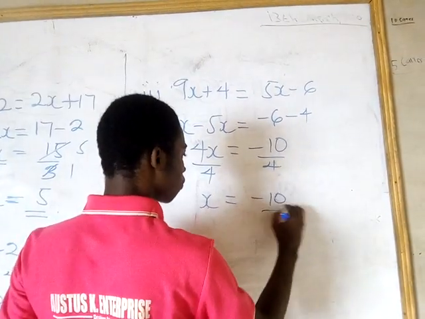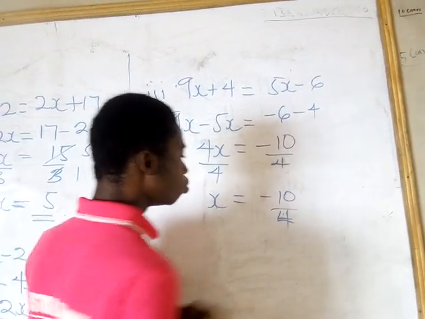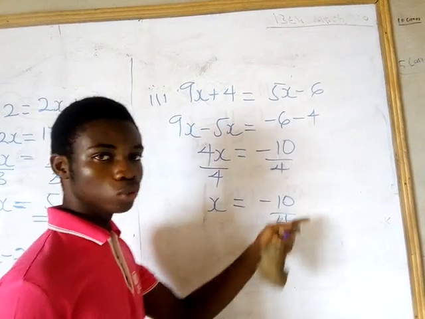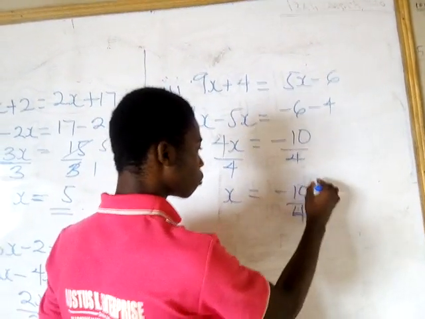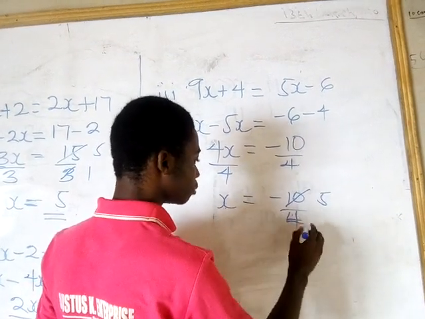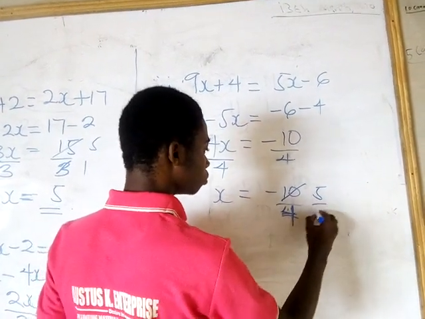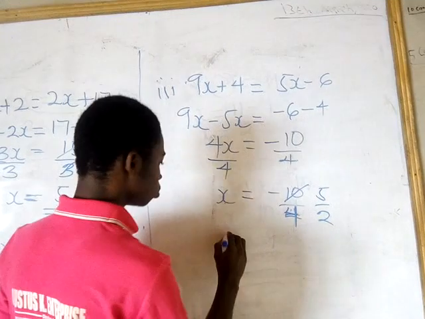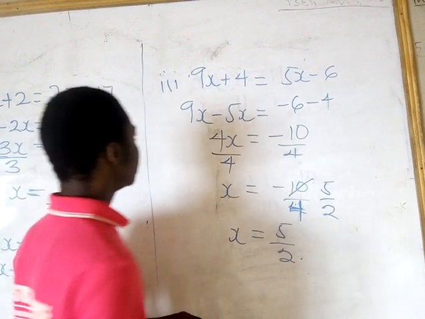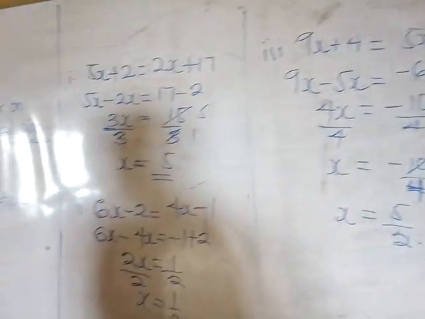So therefore x is equal to negative 10 over 4. Here you can do cancellation. 2 can go into 4 and 2 can go into 10. So 2 goes into 10 how many times? 5 times. And 2 goes into 4 two times. So therefore x is equal to negative 5 over 2. Let's check the last example.